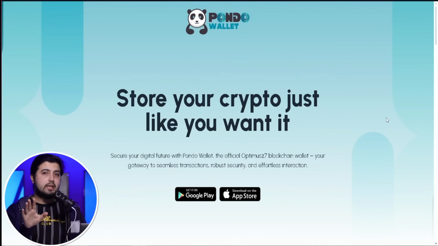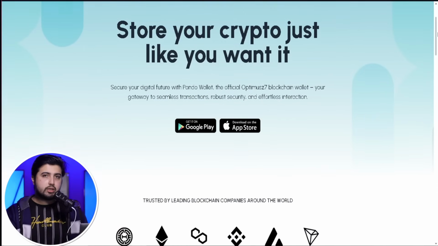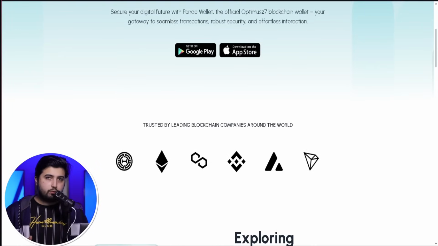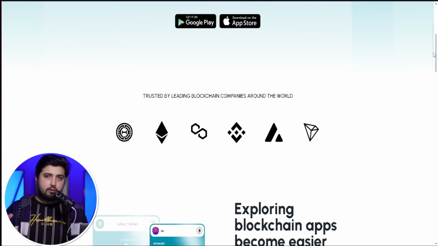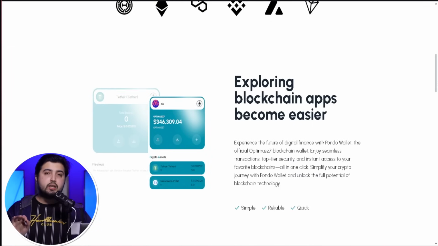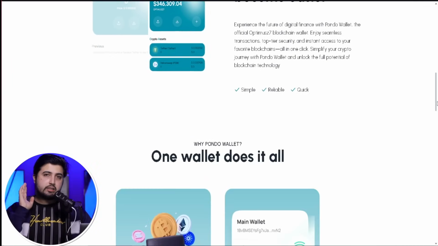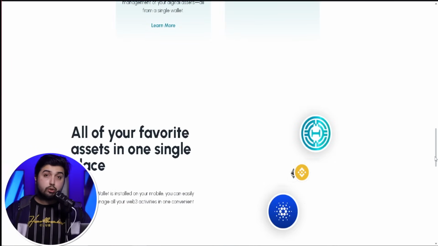Now, next up, we have Pondo Wallet. Now, this wallet is the gateway to the OptimusZ7 ecosystem. It is secure, versatile, and user-friendly. And like any wallet, it has a lot of features. For example, we have multi-chain support for managing assets across blockchains like Ethereum and Avalanche. It has high-level security for protecting your private keys. It has seamless integration with other OptimusZ7 tools like the ToToz Bot.